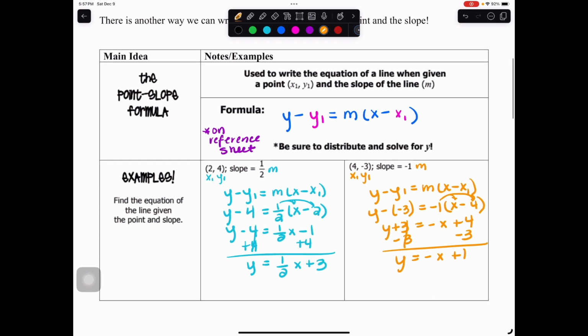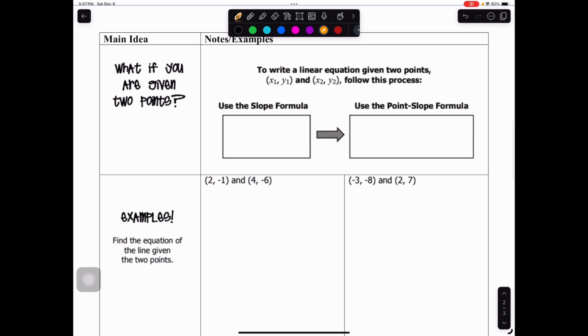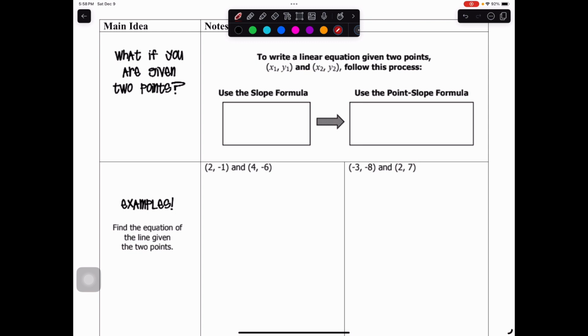Now that was from a point and the slope. Our next big idea, what if you are given 2 points instead? So to write a linear equation given 2 points, x1, y1, and x2, y2, you follow this process. We don't have the slope, so we're going to have to find it, which we've talked about in previous lessons. So the slope formula is m equals y2 minus y1 over x2 minus x1.